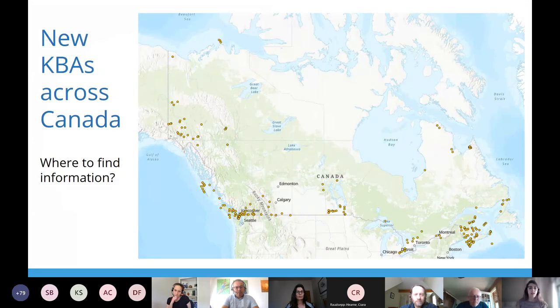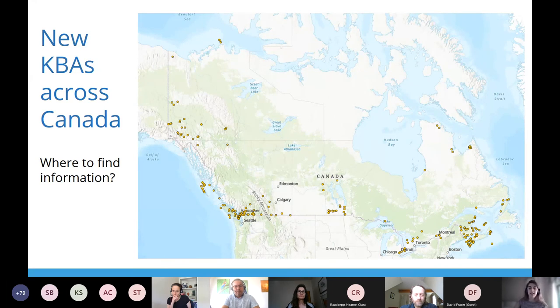So finally, there are all these new KBAs. I'm sure you want to know where to find information about them. Some information can be found on our website for sites in progress. This is a screenshot from an interactive map that was built by Meg Southey from WCS Canada. And it shows the coordinate points of sites that are in progress across the country. And for some of those points, it'll tell you the information about which species triggered that KBA.